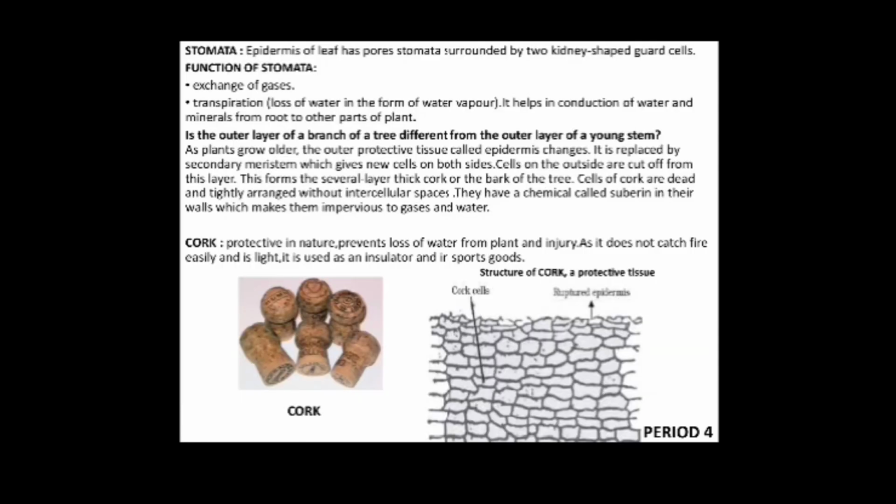Now we'll move on to stomata and cork. So stomata: the epidermis of leaves has pores called stomata surrounded by two kidney-shaped guard cells. The functions of stomata are exchange of gases and transpiration. Okay, and then cork is a protective layer in nature, which prevents a lot of water loss from the plant and injury. As it does not catch fire easily and is light, it is used as an insulator and in sports goods.